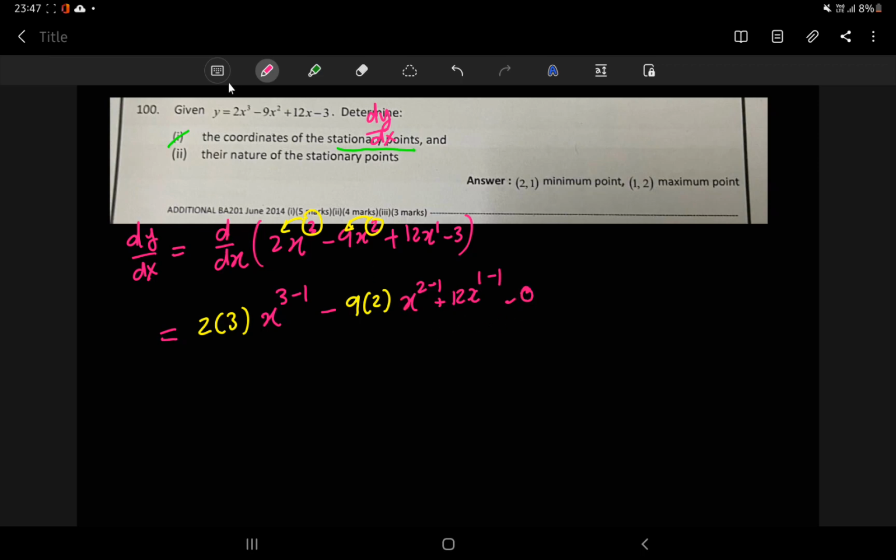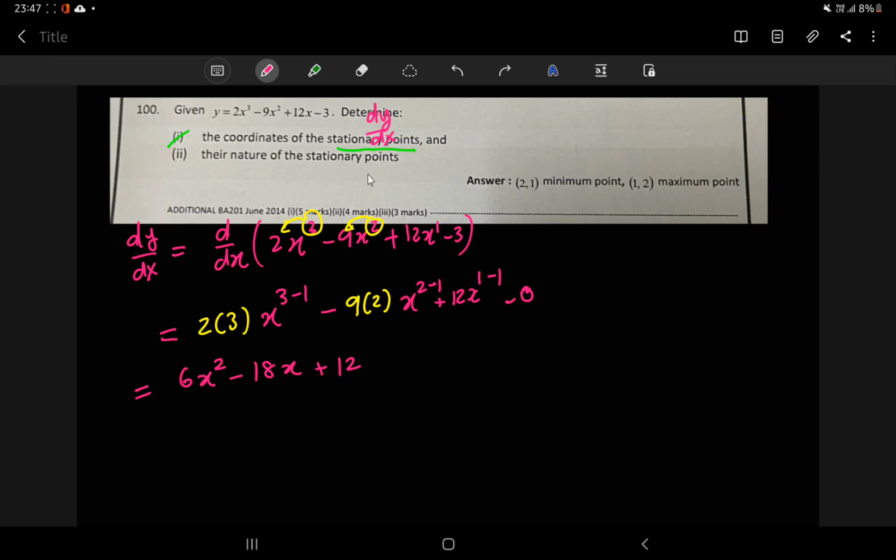So let's evaluate this. 2 times 3 is 6, x to the power of 3 minus 1 is 2. Minus 9 times 2 is 18, x to the power of 2 minus 1 is 1, so it is only x. Plus 12, x to the power of 0 is 1, so 12 times 1 is 12.